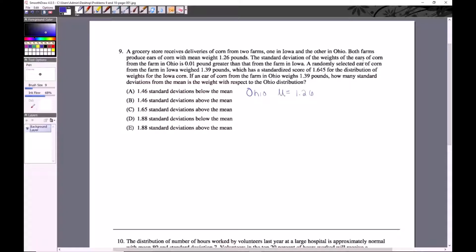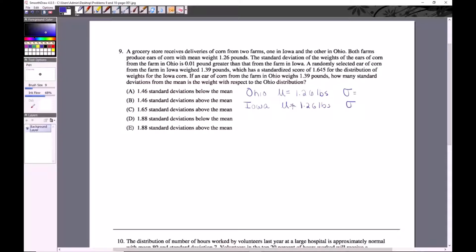Standard deviation of the weights of ears of corn from the farm in Ohio is 0.01 pounds greater than that from the farm in Iowa. That's a comparative value, so let's leave that for the moment. So 1.26 pounds, sigma we'll just leave for the time being. And then Iowa was the same. Mu was 1.26 pounds.